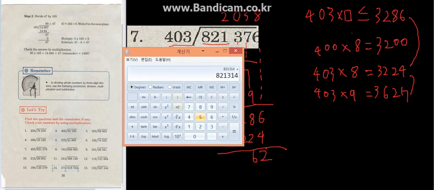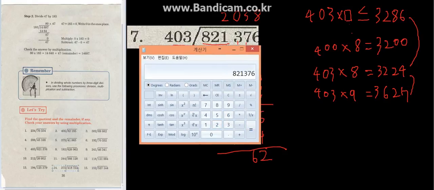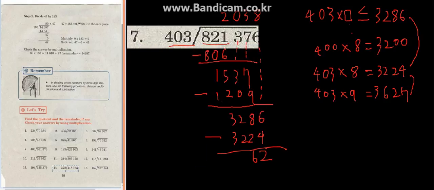So let's check if this is correct. The quotient is 2038, multiplied by 403 is equal to this number, and if we add the remainder, which is 62, voila, the calculation is correct. So 2038 with a remainder of 62 is the answer. So let's go to the next question.